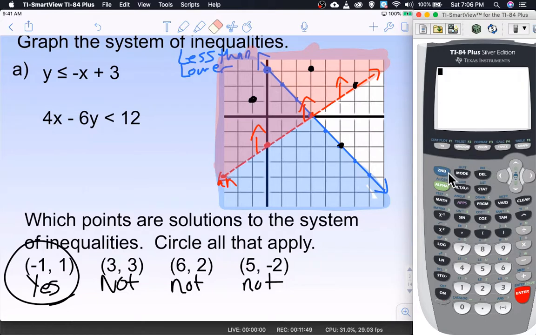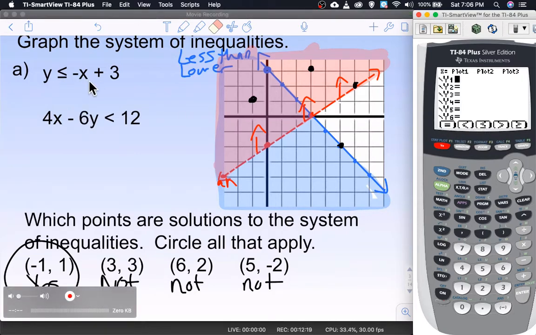I'll show it again. Apps. Scroll, scroll, scroll. Oh man, I was one short. All right, so you click enter, and it gives you this little Texas Instruments screen. Press any key. Cool. Now, what's different is when you click on y equals, it actually gives you these different inequality symbols. So let's type in this first one.